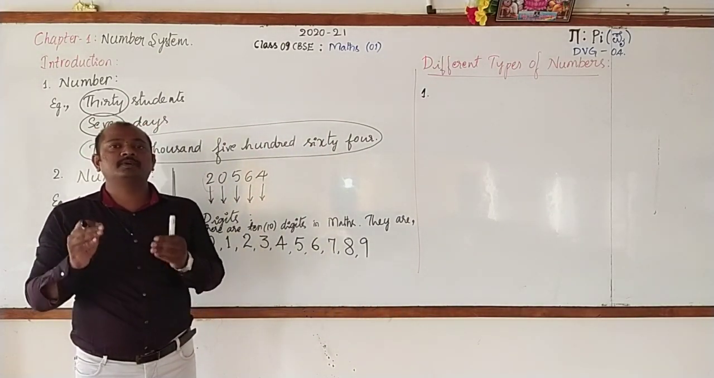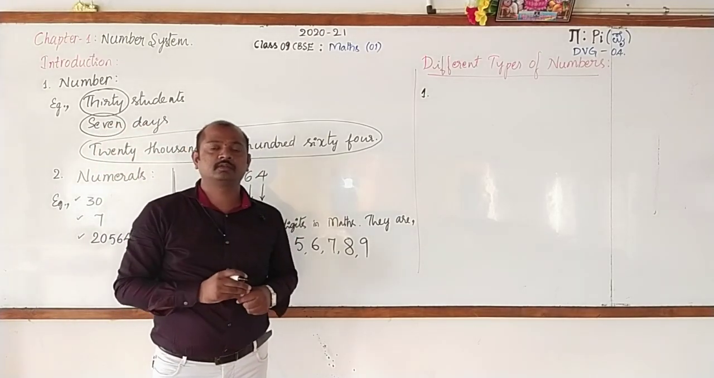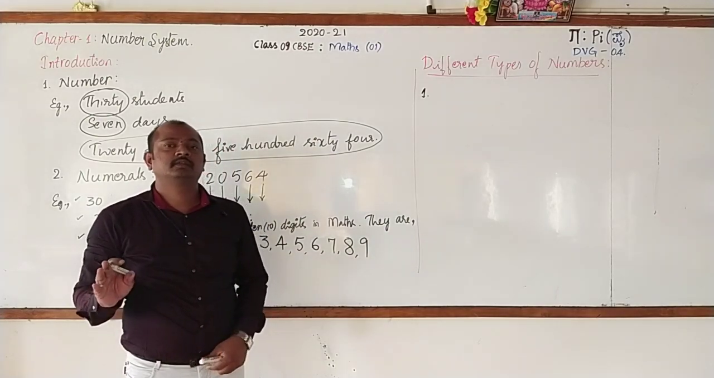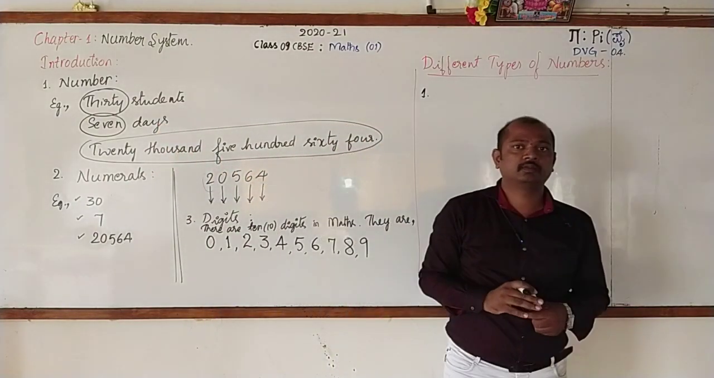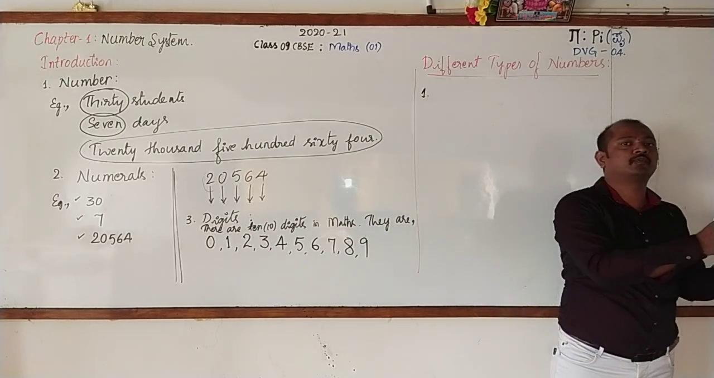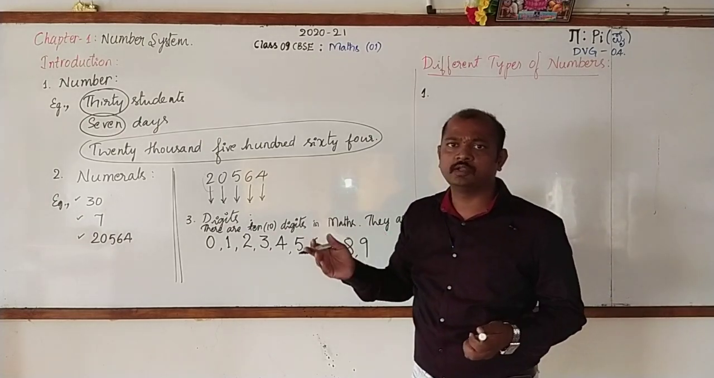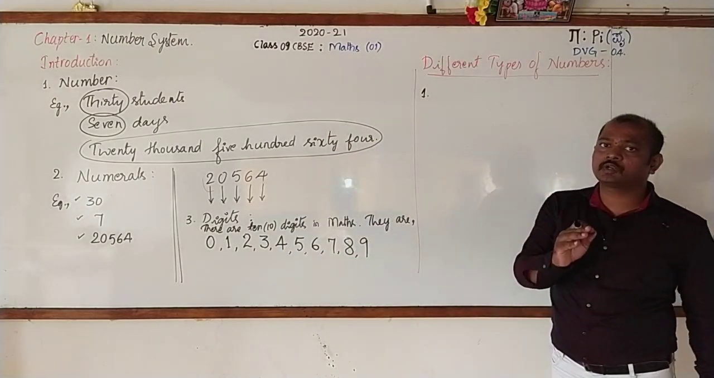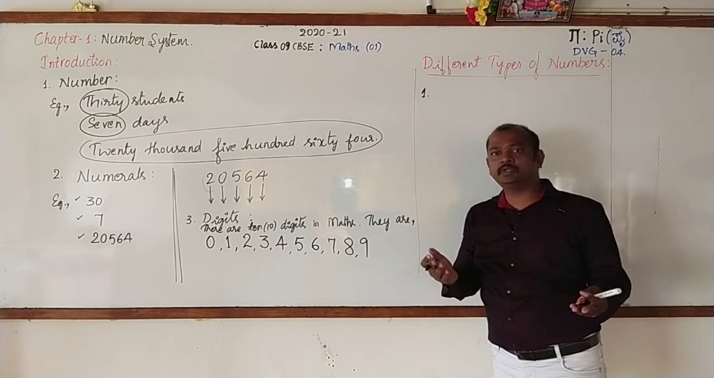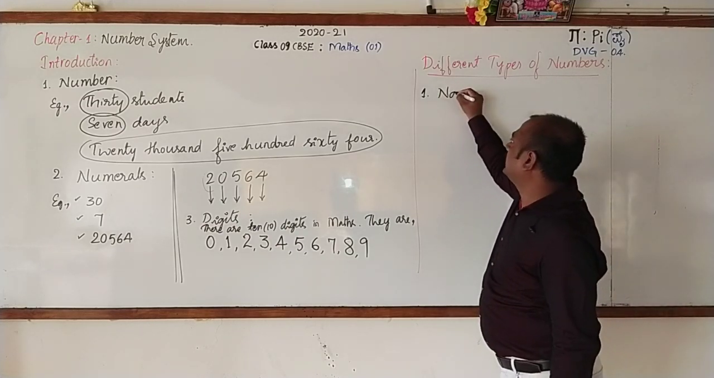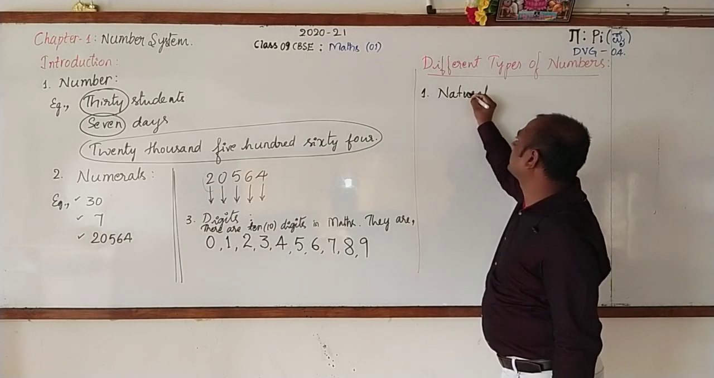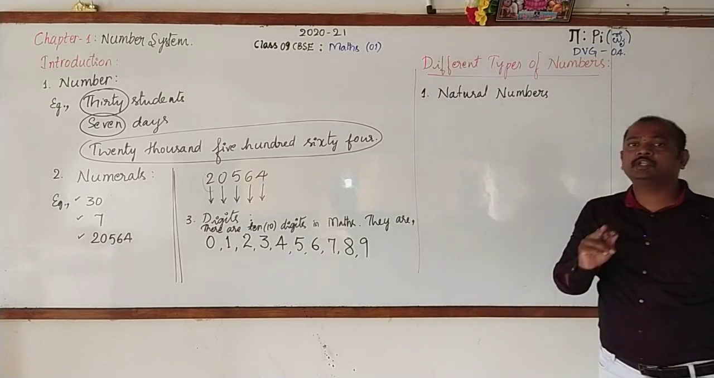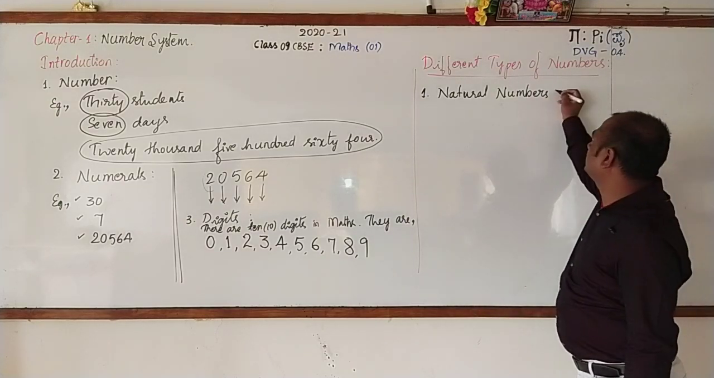Could you tell the numbers which we use for counting and from which number we start counting anything? Yes, it is from 1. Like 1, 2, 3, 4, 5, 6, 7, 8, 9, 10 and so on. These are all numbers used for counting. The counting numbers are called natural numbers.